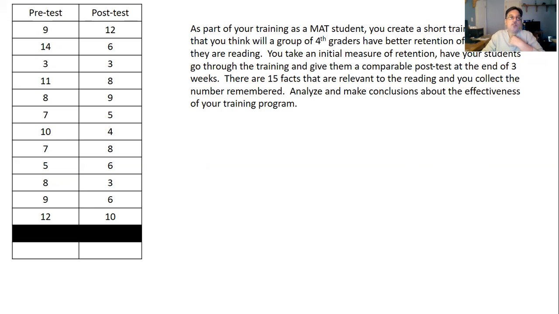So on this test, the number of facts you can get right is 15. I put that in there, but we're not using it the same way as we did with the first one. So this just tells you what the upper level of the scores are on this particular test. And you want to see if your training program is effective. So you're doing a pre and post test design. That means one group of people tested twice, before and after. That means we're doing the dependent t or the correlated groups t-test.